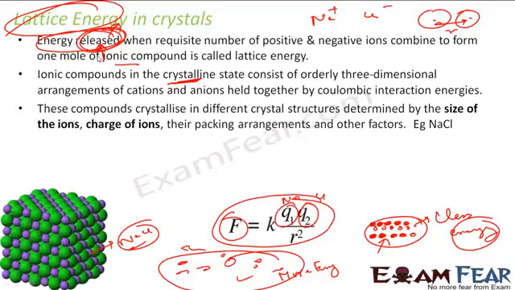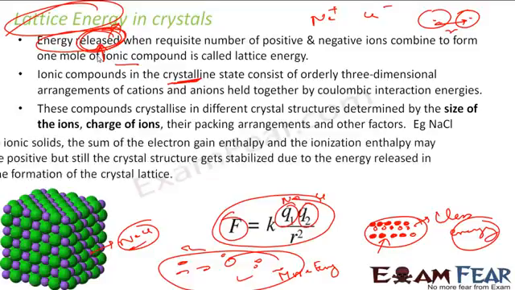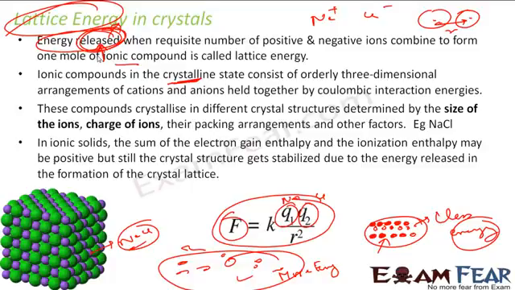And this energy is also used to compensate for the electron gain enthalpy and the ionization enthalpy. Correct? So to add the final statement, we can say that the sum of electron gain enthalpy and ionization enthalpy may be positive, but the crystal structure gets stabilized due to the energy released from lattice energy. The overall thing is stabilized.